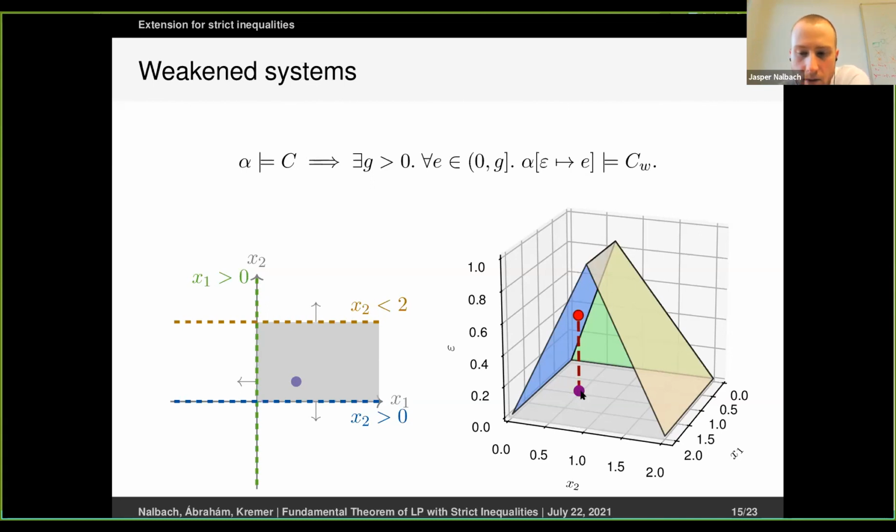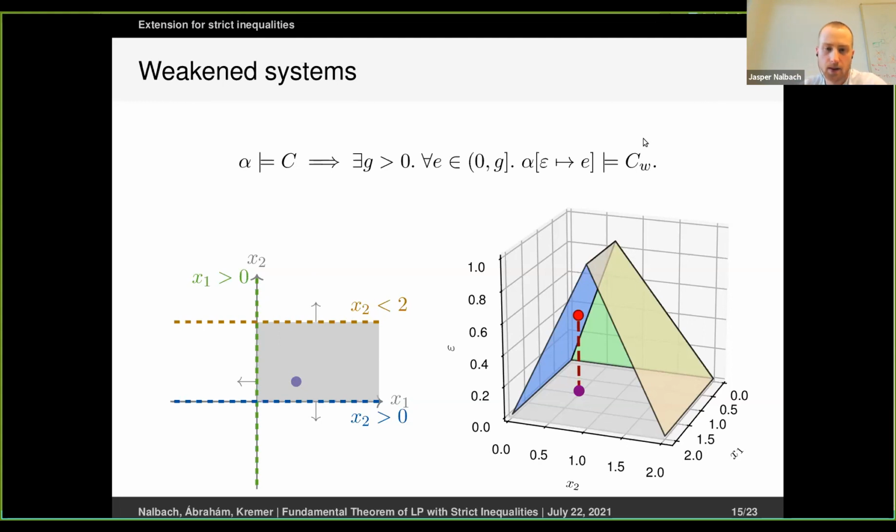we can move this solution up into this tent here, and we can move it up until we hit the tent's roof. We know that every point between the tent's roof and the original point, all of those points here, are solutions of the transformed system.